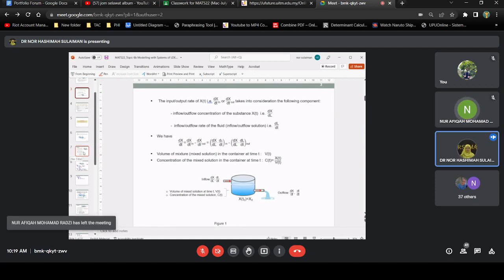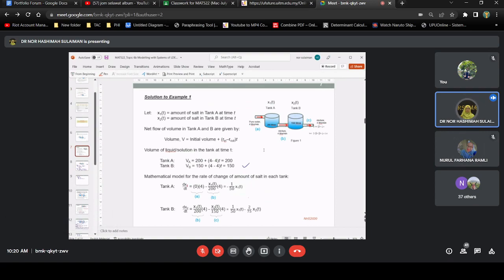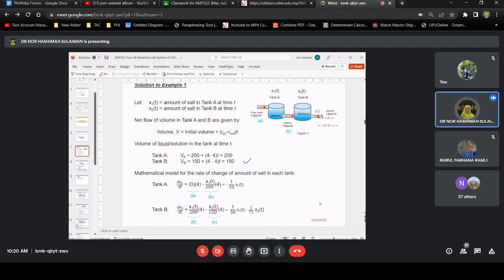Okay, so when we go back to this problem, example 1, kita kena identify dulu volume. As I've mentioned, there's no change in the volume. The volume remains as it is, right? The initial volume in tank A is 200 liters and the initial volume of tank B is 150 liters. So tak ada perubahan pun kat sini, tak ada T pun kat sini. Okay, so dari segi mathematical model, how do we develop the mathematical model?